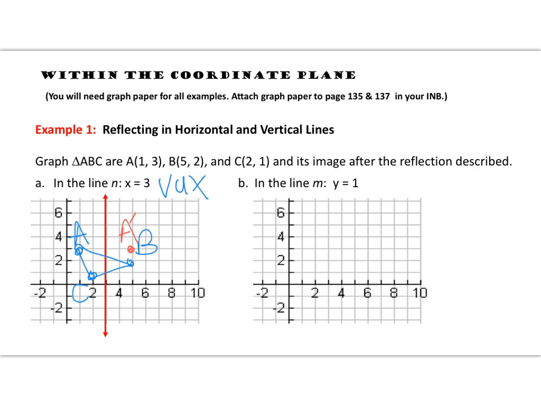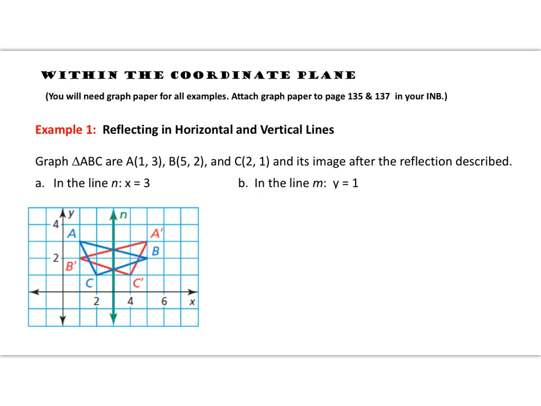And then B is 2 from the line of reflection on the right, so it needs to be 2 away on the left. So I'd plot here. And then C is 1 away on the left side, so it needs to be 1 away on the right side. So when I connect A', B', C', it should look something like this. All right, here's a cleaner version of example A.